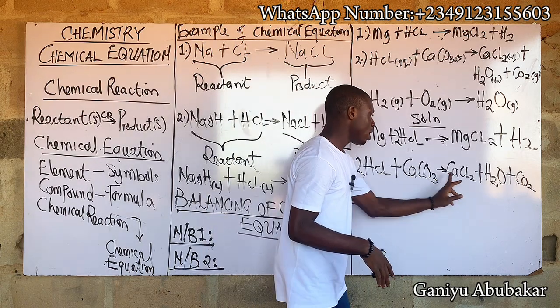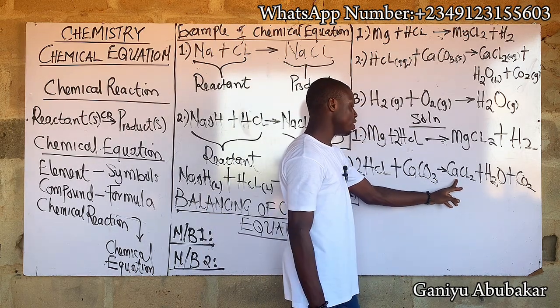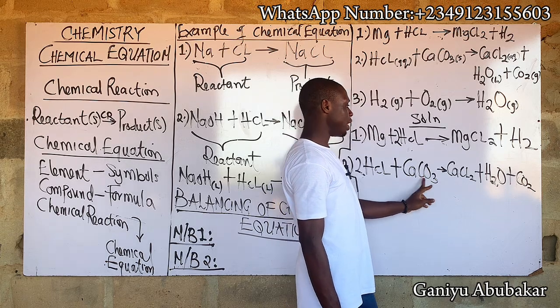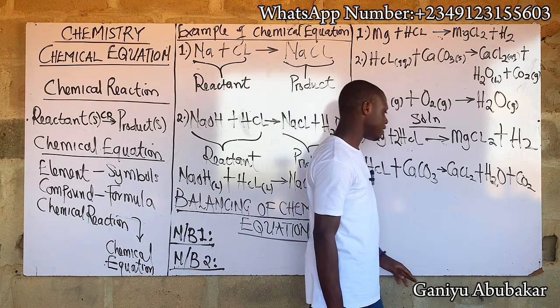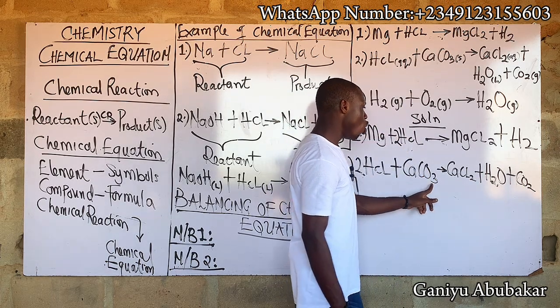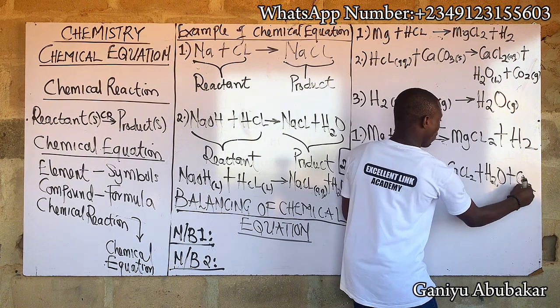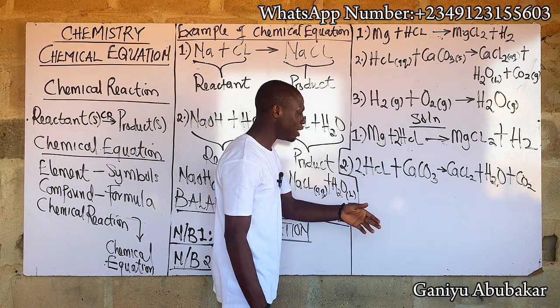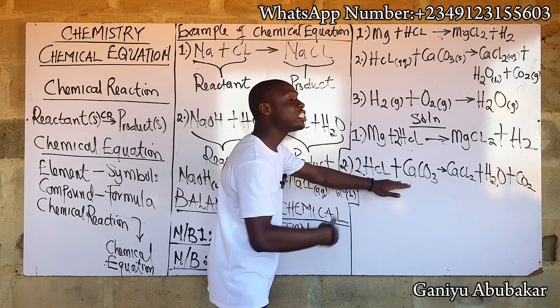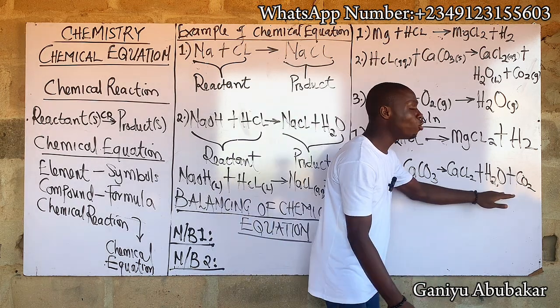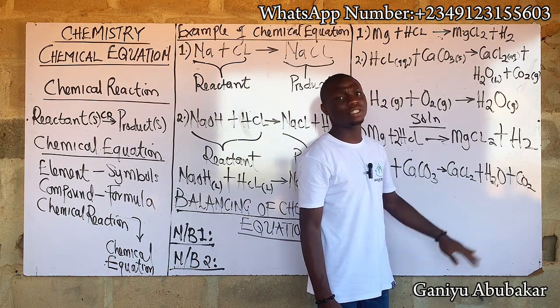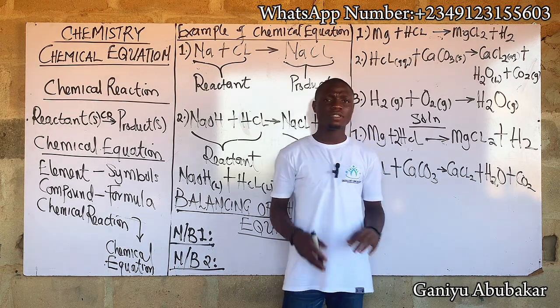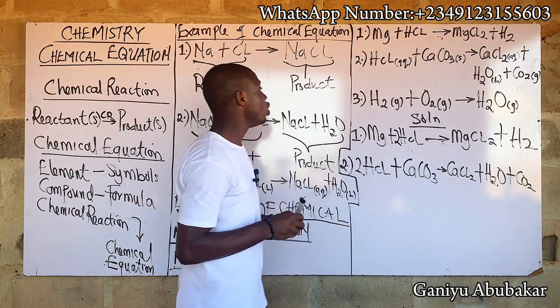Calcium is 1 here, balanced. Carbon is 1 here, balanced. Oxygen is 3. This 1 oxygen and this 2 combined together will give 3 oxygen. So observe that the number of moles of elements on the reactant side is now equal to the number of moles of elements on the product side. This is balanced. It becomes a balanced equation.